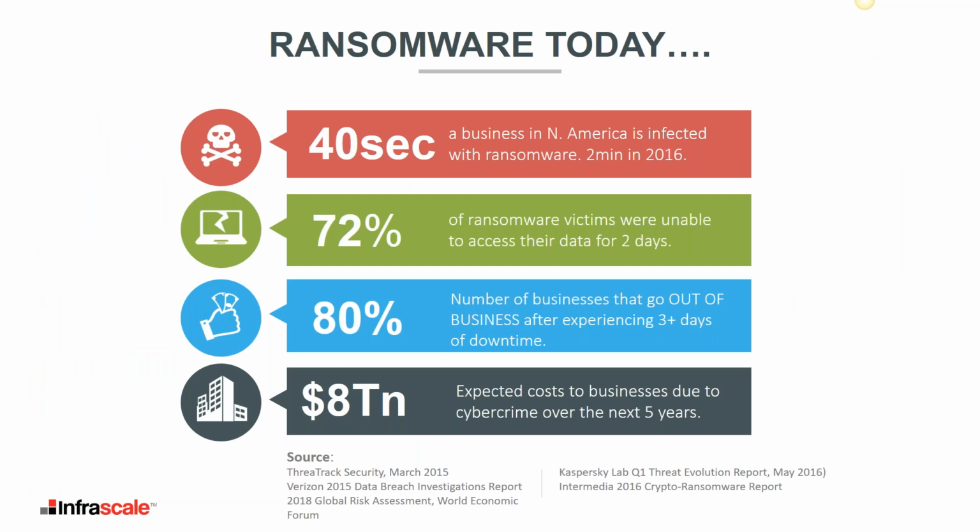Some statistics on ransomware today. We're still waiting on some updated statistics from 2017, but from 2016, it was estimated that a business in North America was infected with ransomware every 2 minutes. By 2017, it was every 40 seconds. We should have an update for 2017 now, but I believe it's going to be relatively leveled out. About 30 to 40 seconds is what we're looking at. 72% of ransomware victims are unable to access their data for at least 2 days.